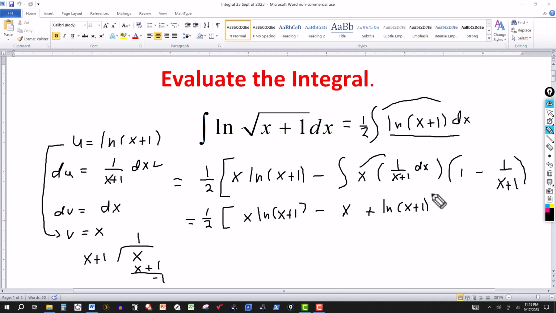This is what we got so far. Then we've got the constant of integration. Now this is actually the answer. 1/2 multiplies all of this: x ln of x plus 1 minus x plus ln of x plus 1. But again, I got the 1/2 there, so I'm going to keep in mind I could call this the answer right here.